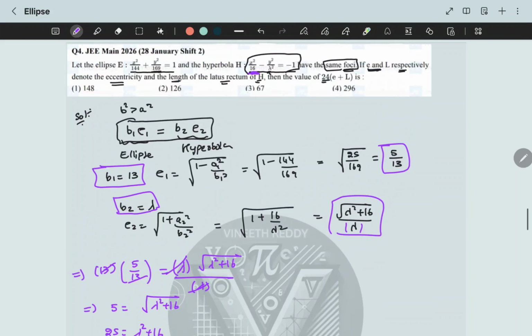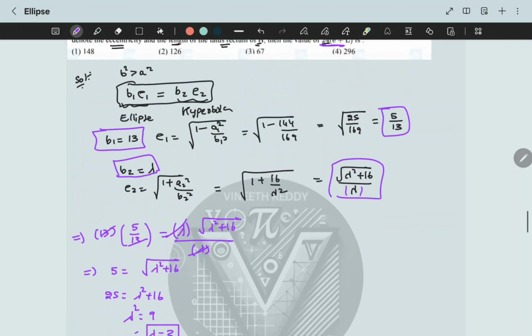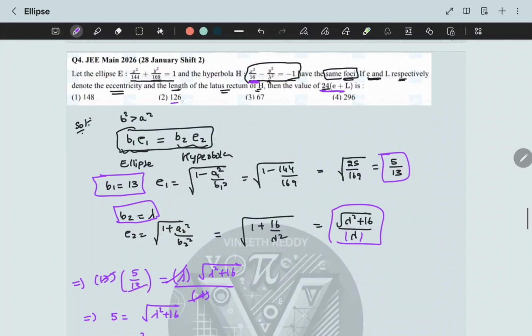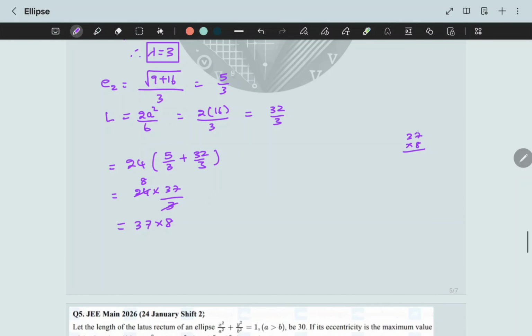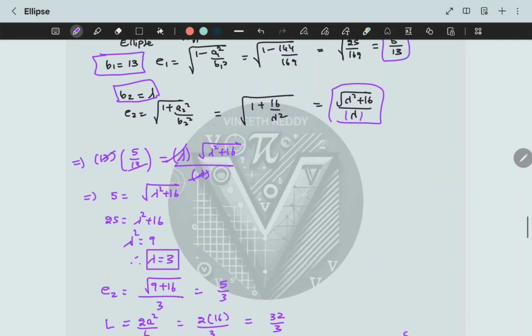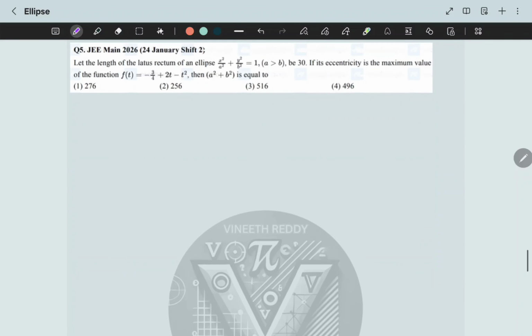Now what is he asking? He's asking us to find the value of 24 times (e plus l). So e is 5 by 3 plus l which is 32 by 3. We get 24 into 37 divided by 3, which will be 37 into 8. The units digit should be 6, so the answer could be 126 or 296. Let us quickly find out. It should be 296. 296 is the answer. Option 4 is correct. Dear students, let us now go to the next question.